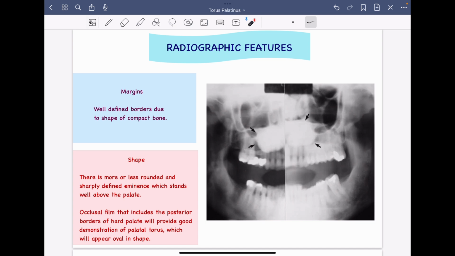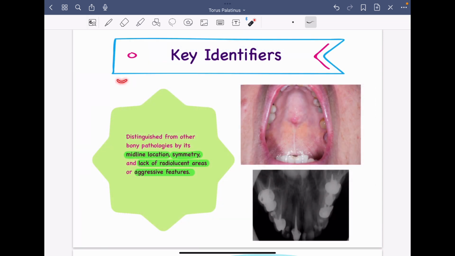When we are using occlusal radiography, the occlusal film that includes the posterior borders of the hard palate will definitely provide a good demonstration of the torus, which will appear ovoid in shape. Here also you can see this shape, kindly appreciate it. Here it is appearing as a rounded protuberance. In the occlusal film it will appear oval in shape. So this part is very important.